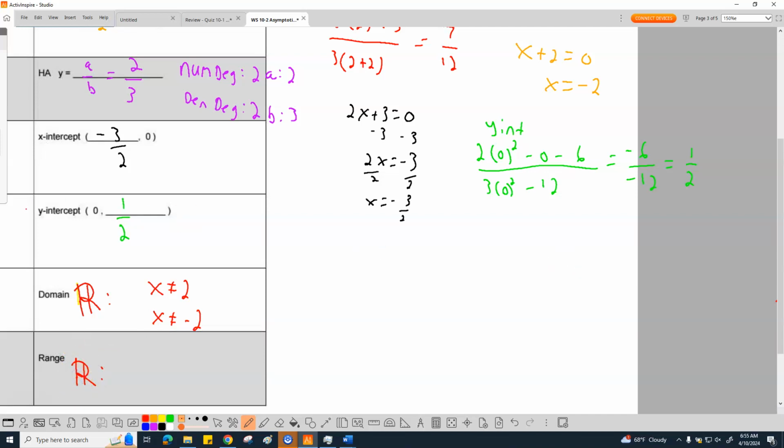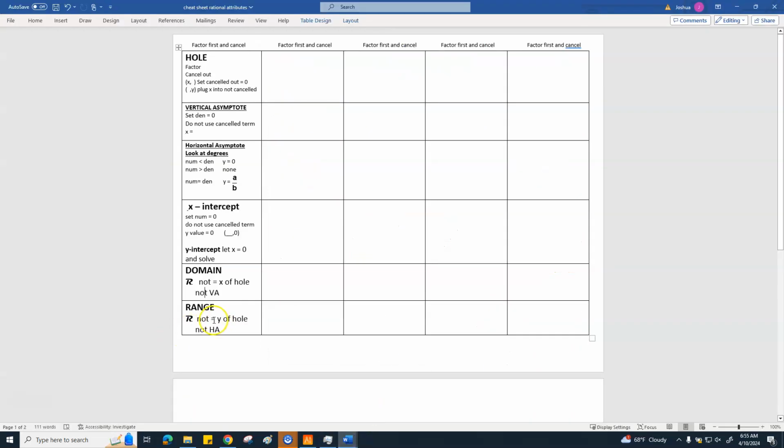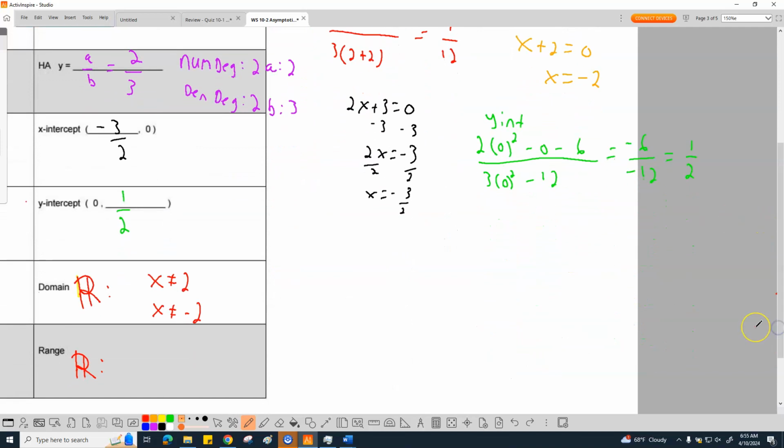The range is going to the cheat sheet. Everything, but it can't accept any y holes, not the y of the hole. What do I mean by that? Well, check it out. What's the y of the hole? It's 7/12. You see that y right there? It's 7/12. So y can't equal 7/12. And y also can't equal the horizontal asymptote, which is 2/3.